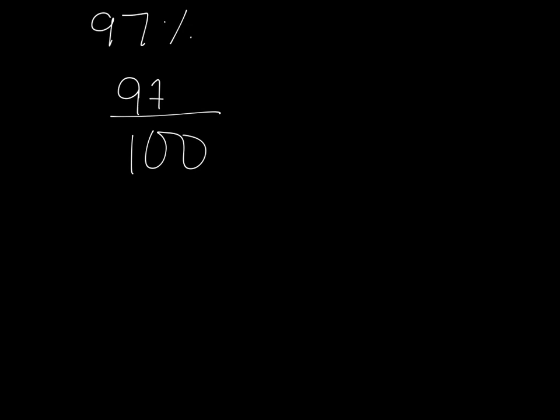So say you got 97% on your test. That's 97 out of 100. And you cannot reduce that anymore, so that's it. Percent always means out of 100. Easy, right? Okay, let's do another conversion here.